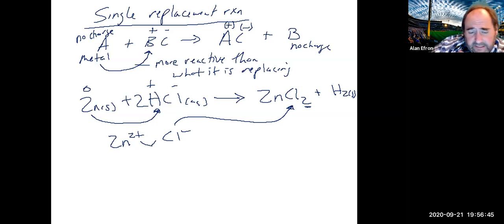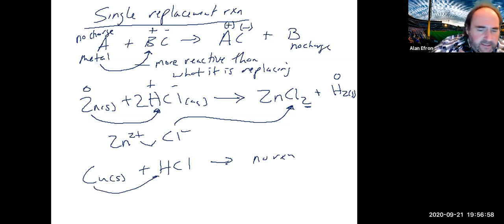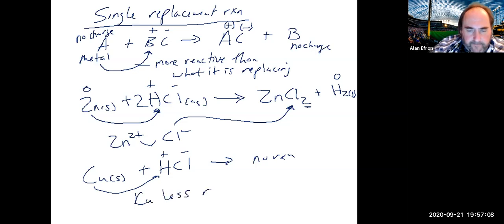For example, if you did the same reaction, you started with copper metal. By the way, this has no charge on this side either. And you reacted with HCl, you would get no reaction. That's because when it tries to come in, the copper is less reactive than the hydrogen in this particular case. So you would not get a reaction that would actually take place.